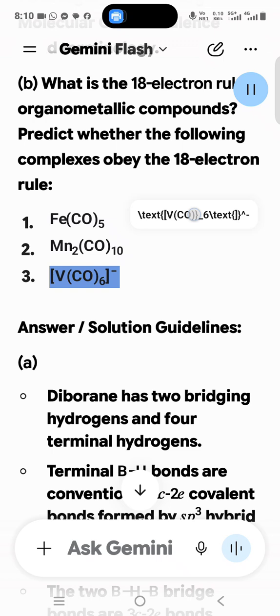Obeys. [V(CO)6]⁻: V⁻ equals 6e⁻, 6 times CO equals 12e⁻. Total equals 18e⁻. Obeys.